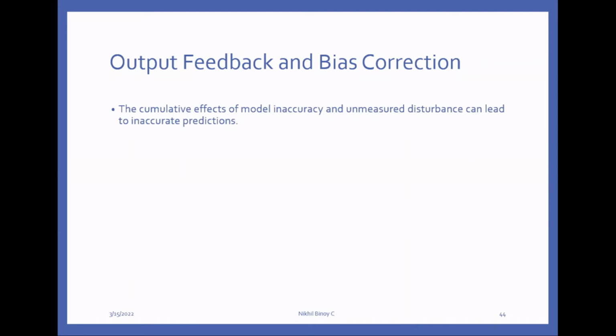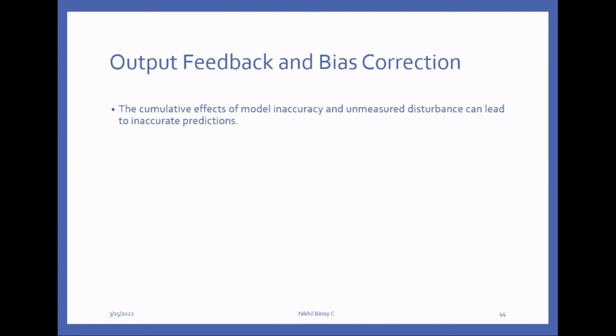The cumulative effects of model inaccuracy and unmeasured disturbance can lead to inaccurate prediction. There are two problems. First one, some disturbances are not identified. Disturbance is there and we are unable to measure it. Second one is we wrongly modeled the system. If you are selecting an RC network, in the resistor itself you can see error. Some error will be there. If you are selecting 1 kilo ohm, it may be 970 ohm or it may be 1010 ohm.